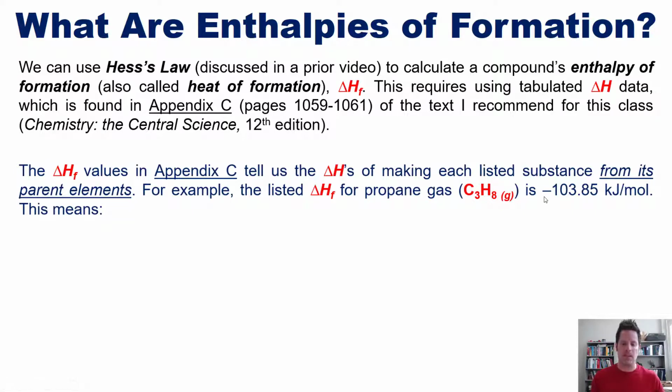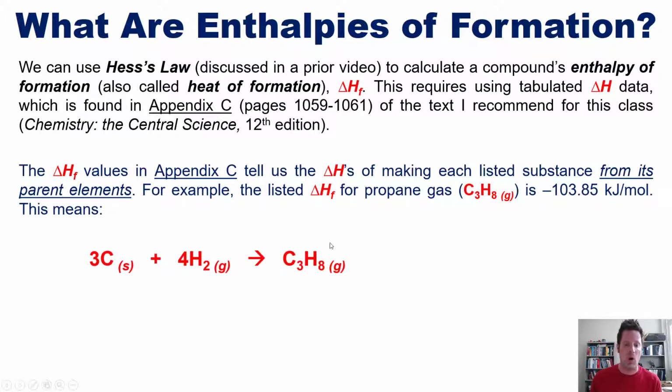What does this mean? Well, this means that if you make 1 mole of C3H8 from its parent elements in their elemental state, hydrogen, carbon, then that process is going to expel 103.85 kilojoules. Make sense? The balanced chemical equation then would look like this.